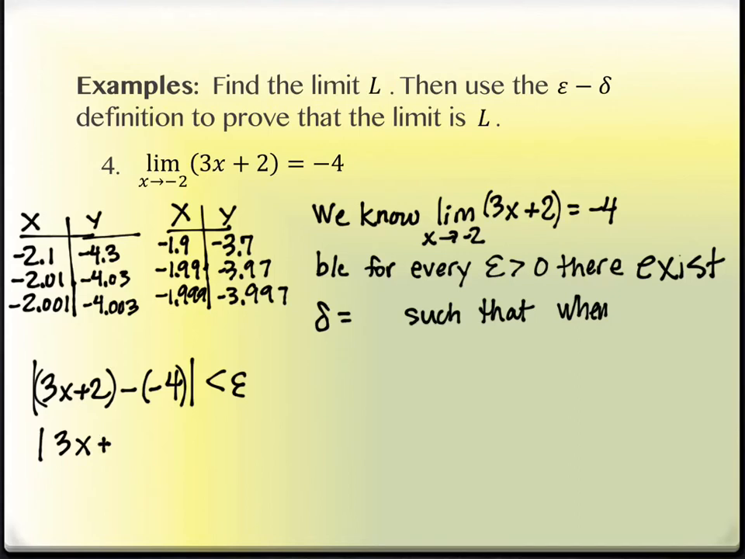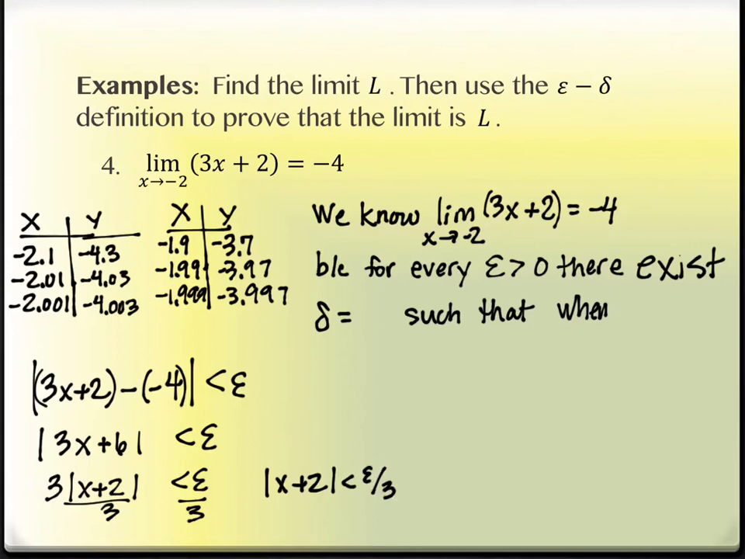So I have 3x plus 6. 3x plus 6 means I can factor out a 3, and I can divide by 3. So I have the absolute value of x plus 2 is less than epsilon over 3. This is delta. The conclusion of what we just found, that epsilon over something value typically, is delta. So up here now I can write in epsilon over 3. It won't always be epsilon over 3, it'll be something else.